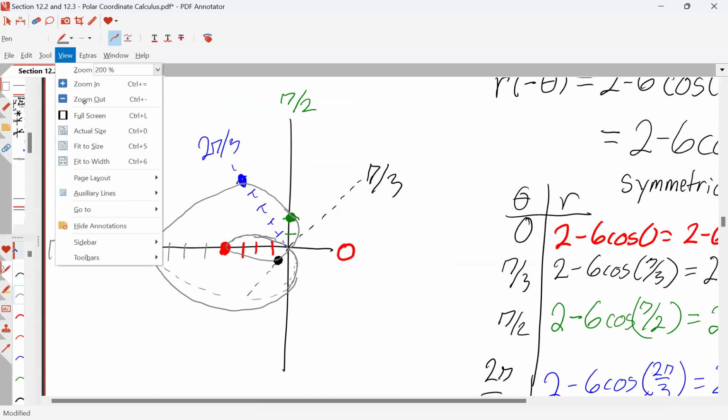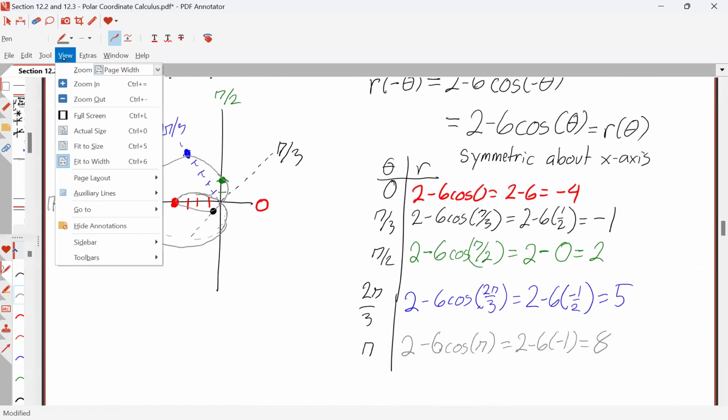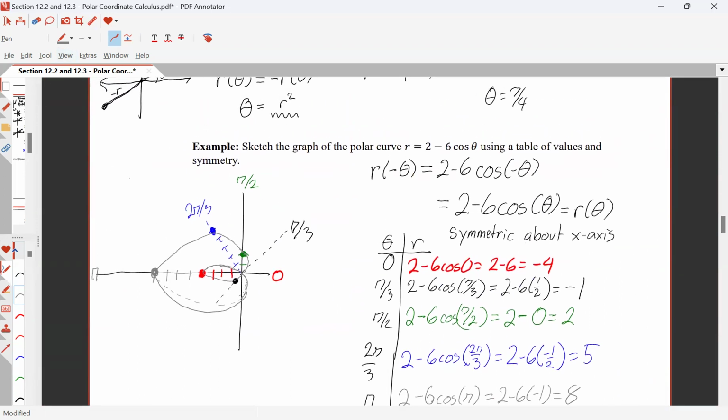So we can graph polar functions by plotting points and using symmetry. And in the next videos, we will look at how we can now do calculus. Like, can I find the area inside this curve using ideas from calculus?